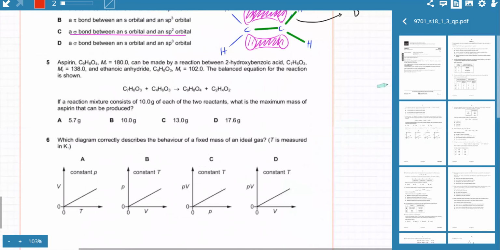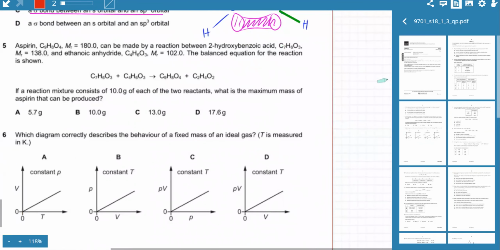Now the next molecule is aspirin. Aspirin, Mr 180, can be made by a reaction between 2-hydroxybenzoic acid, Mr 138, and ethanoic anhydride, the balanced equation. So the equation is given, and the reaction mixture consists of 10 grams of each of the 2 reactants. What is the maximum mass of aspirin? So this is a limiting and excess reaction question. You're given 10 grams of both.